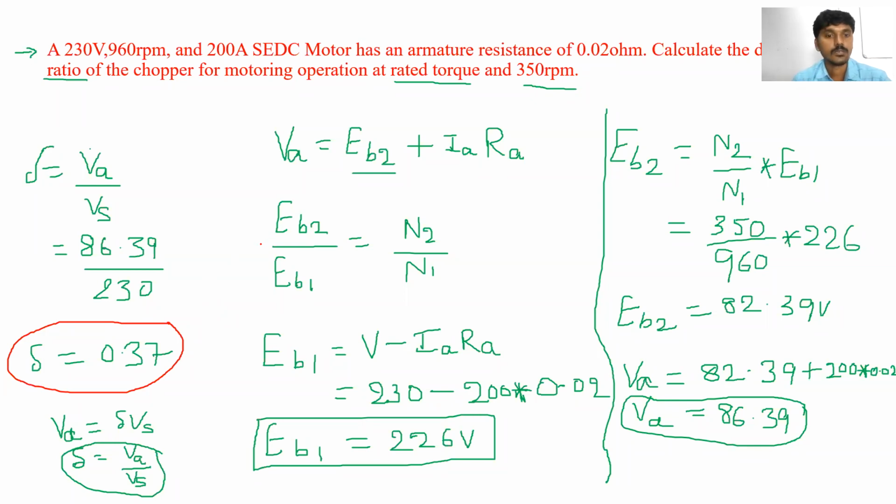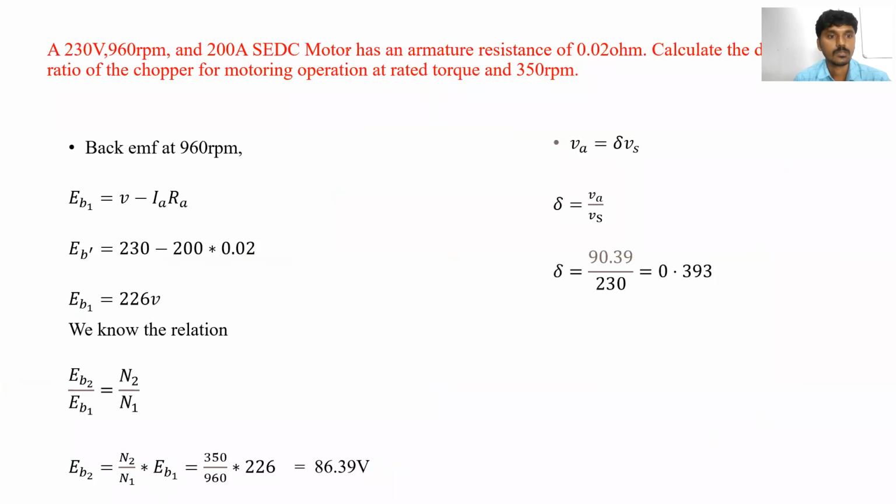This is a small numerical. You can see this one. But here I made small changes. Please check it. A small value has changed somewhere here, but the procedure is the same.